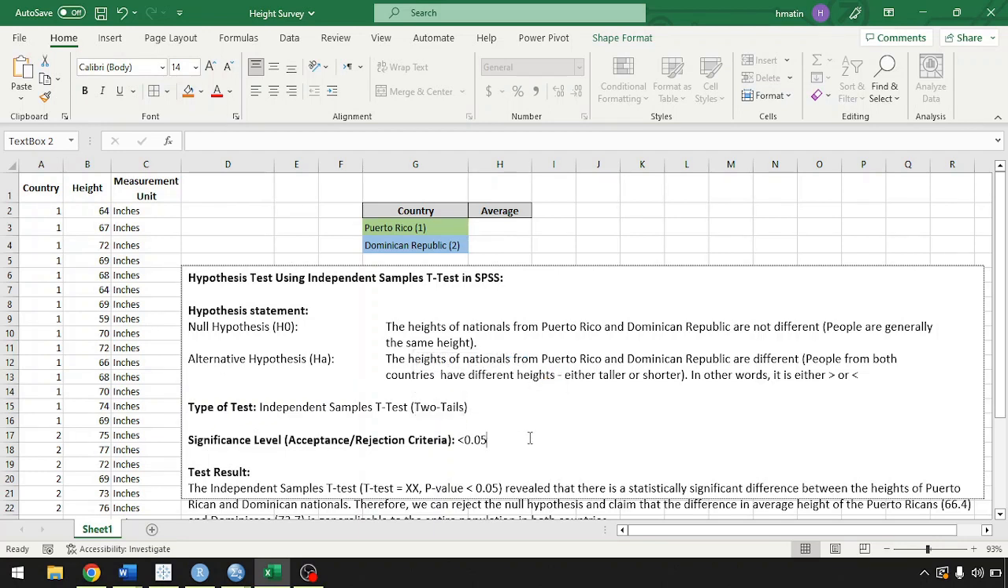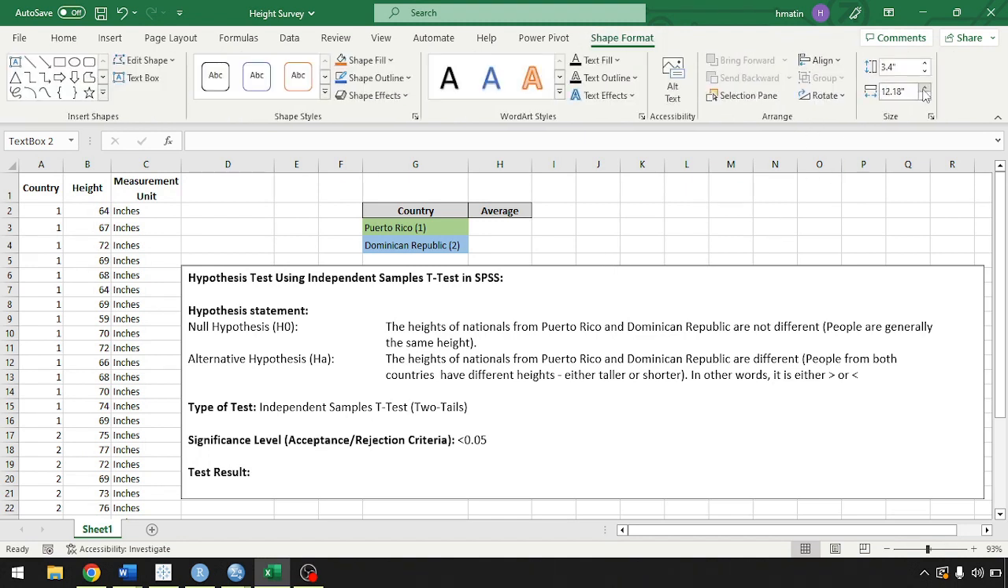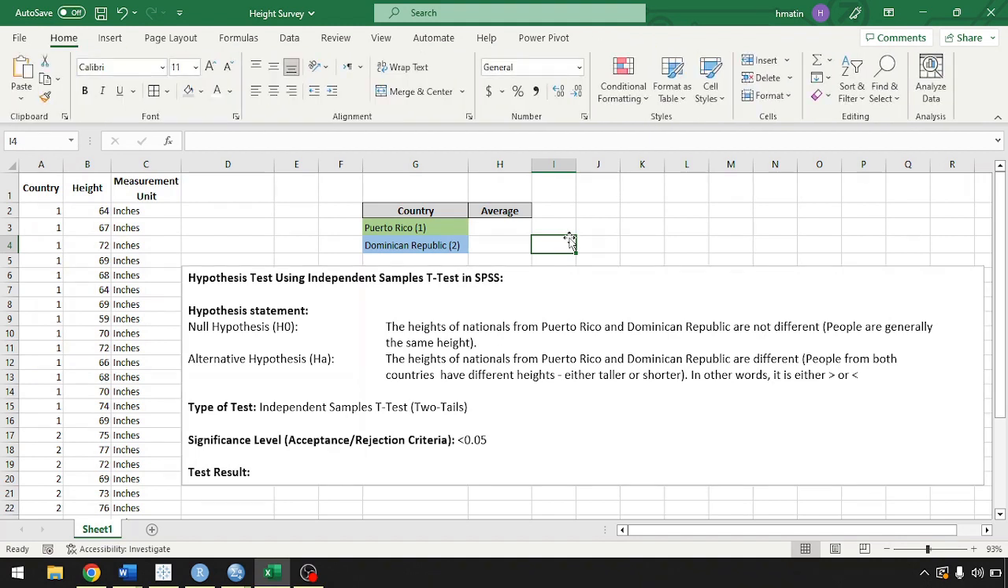And the significance level, as always, because this is a sociology related or socioeconomic related topic, we would like to keep the significance level at 0.05. In other words, the p-value has to be below 0.05 in order for us to be able to reject the null hypothesis. So I'll be performing this test in SPSS.